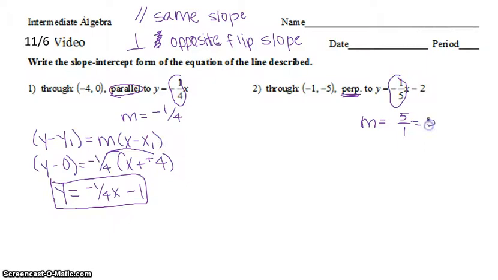You are welcome to go ahead and change that to just a 5. Whether you use the 5/1 or the 5 is not going to change your answer. So either one is okay. Like I said, I'm going to use method 1 on this one.